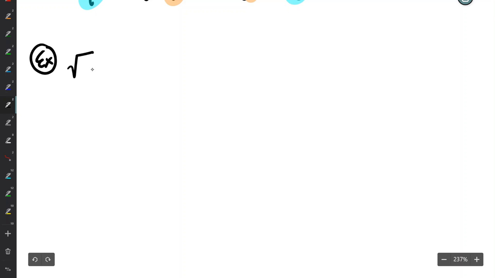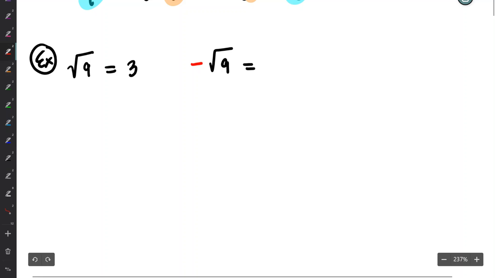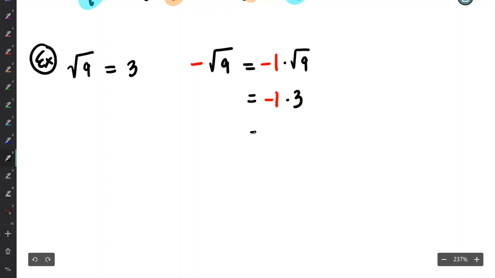So the square root of 9 we know to be 3. The minus the square root of 9 is just a minus 1 times the square root of 9. It's just a minus 1 times 3. It's a minus 3. We can even leave that minus red.